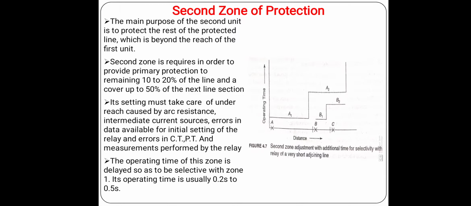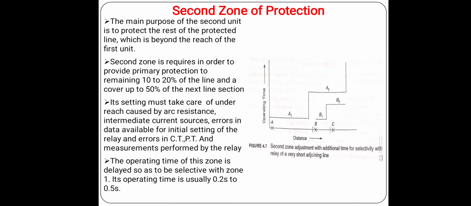To take into account the underreaching tendency caused by these factors, the normal practice is to set the second zone reach up to 50% of the shortest adjoining line section. The protective zone of the second unit is known as the second zone of protection. The second zone unit operates after a certain time delay. That means when the first zone of protection has already been employed, then the second zone unit will operate. So there must be a certain time delay for the operation of the second zone. Its operating time is basically 0.2 second to 0.5 second approximately.